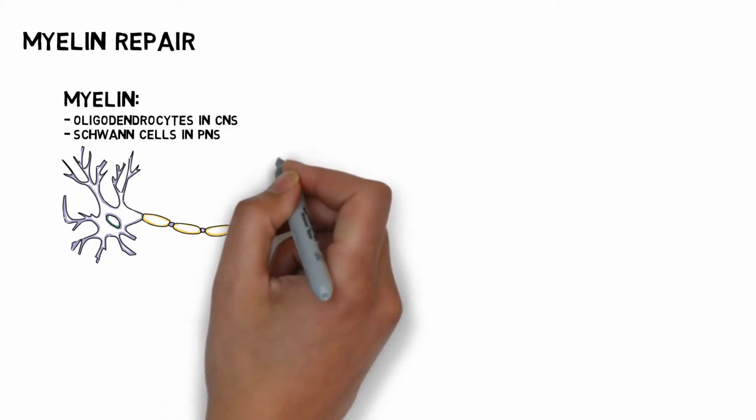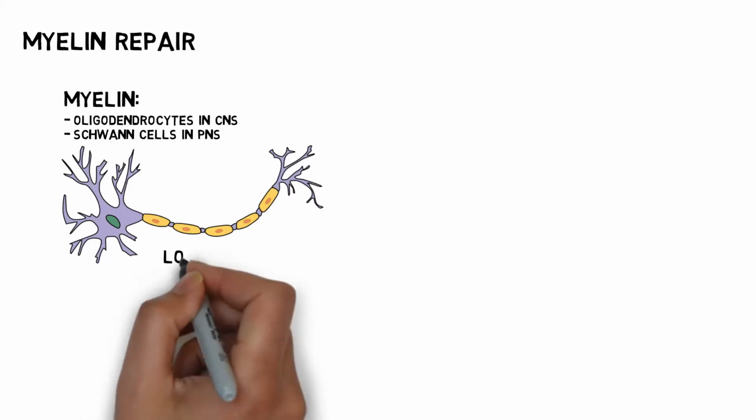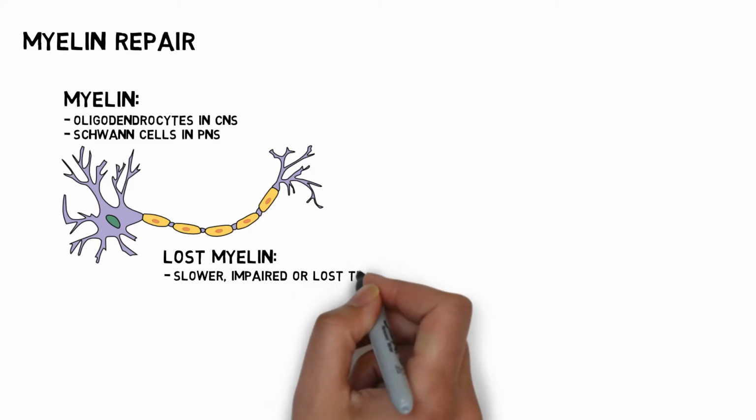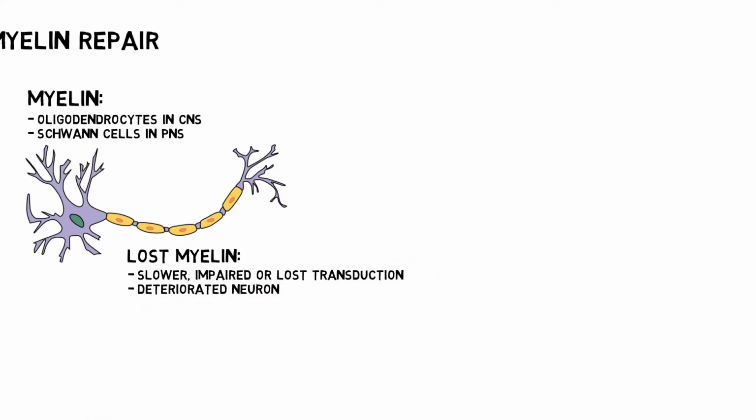This myelin can be injured or lost in certain disease states, such as inflammatory and demyelinating states. When myelin is lost, the signal from that neuron can be slowed, impaired, or lost. Over time, the axon and the neuron will deteriorate.